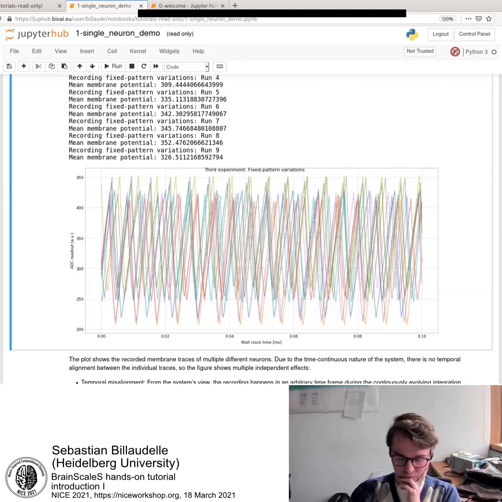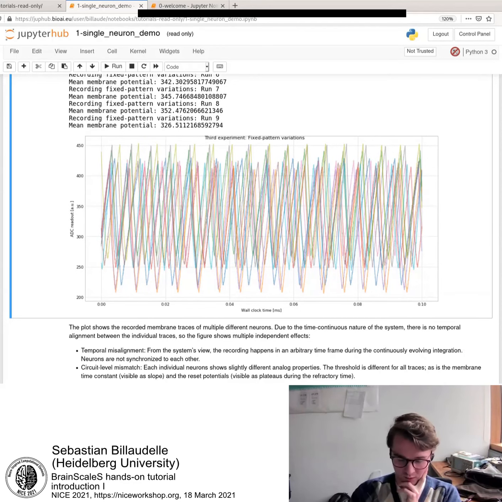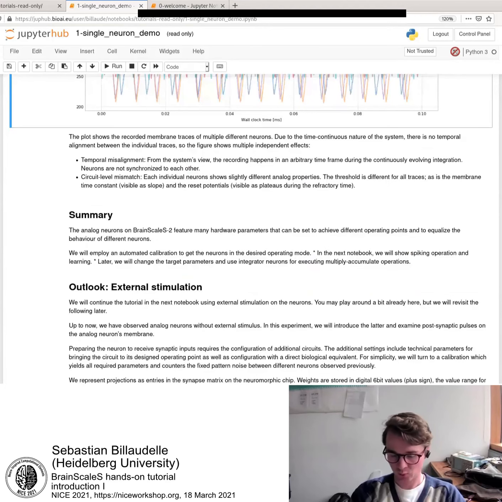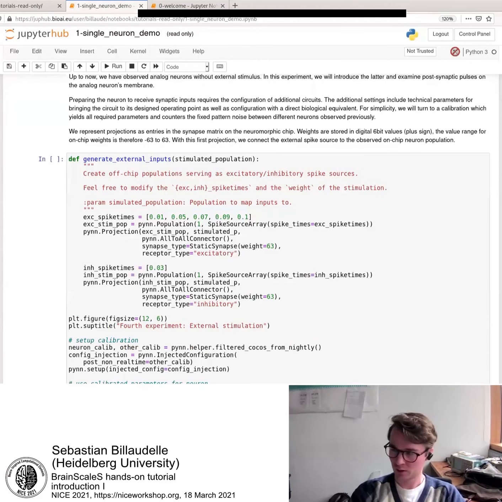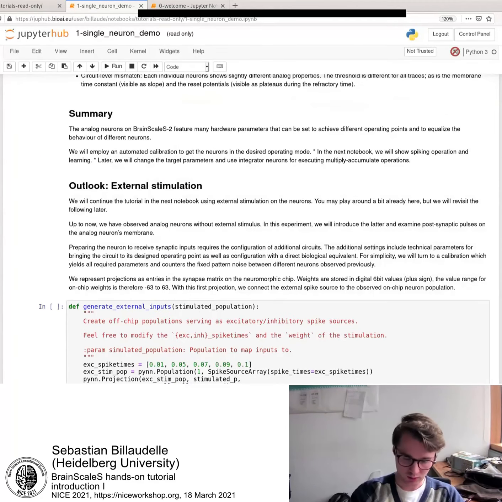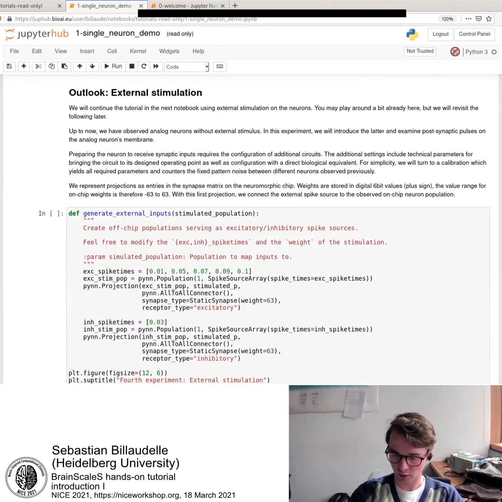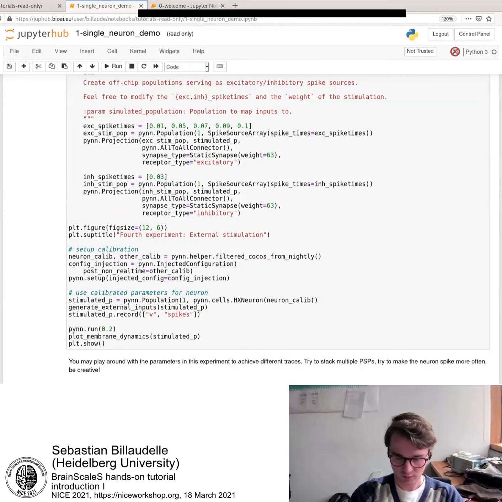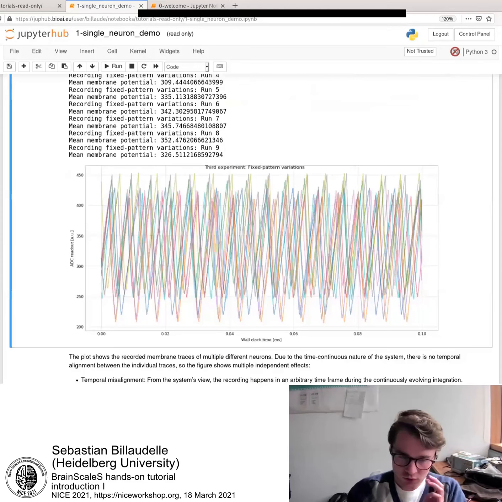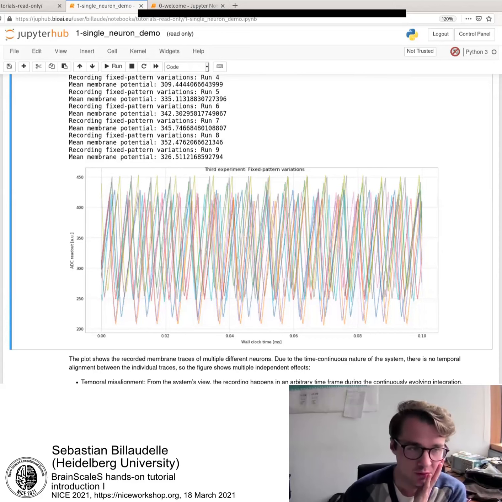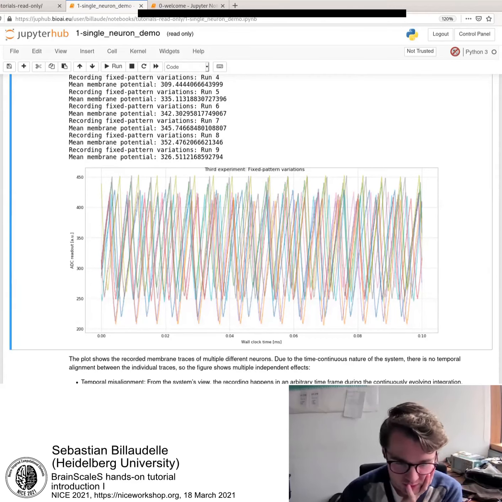Okay, so there's also one outlook part here where we now configure a network. I will not walk through this, but instead wait for a few minutes now to let all of you catch up, to ask some questions, because we will also talk about this in the next part of the tutorial. So I'm just going to quickly check if there are any questions.